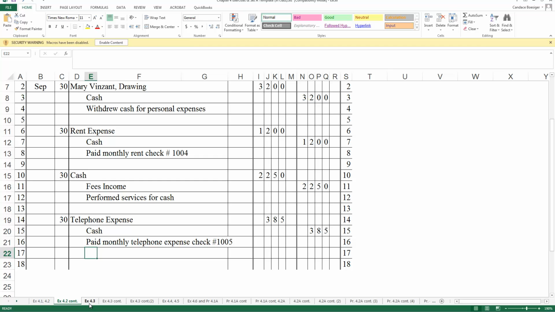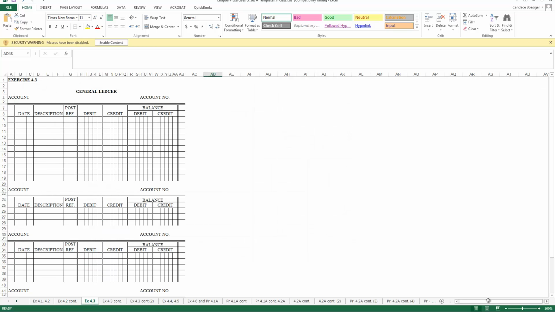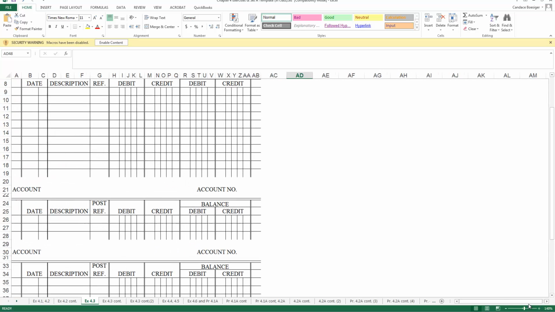4.3. So this one says, post the journal entries that you prepared in exercise 4.2 to the general ledger. Use the account name shown on exercise 4.2. So for every single account, we are going to have a ledger. So for example, here's some blank ledgers.